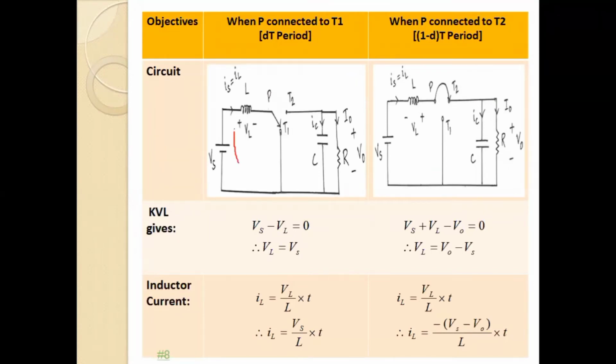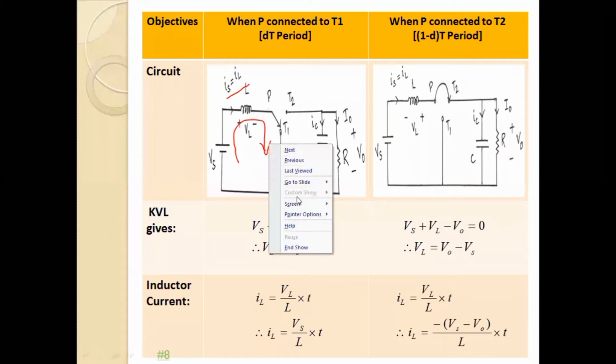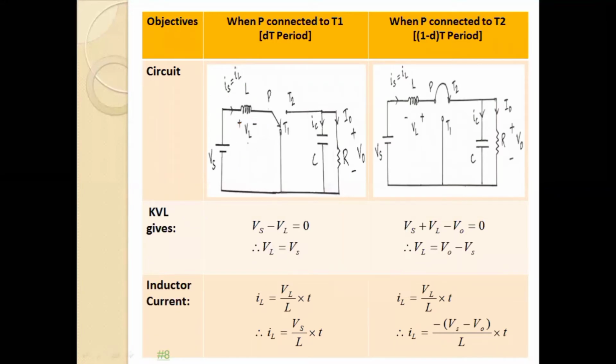Now in the first figure, my current will flow in this direction. This direction and the standard direction of IS and IL are the same. So IS and IL will be positive. If IS flows in this direction, then this polarity of the inductor will be plus, this will be minus. So if you apply KVL, what you will get? Vs minus VL equal to 0, and VL is equal to Vs. Okay. Next.